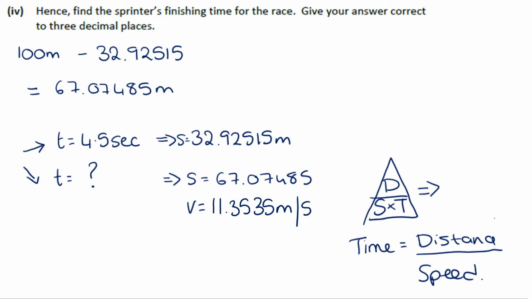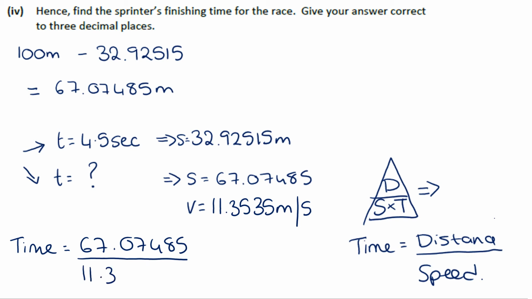Meters per second there. So let's work out our time. Our time is equal to the distance, which is 67.07485, divided by that speed, which is 11.3535. And when we put that into the calculator, bearing in mind that we want to keep this to 3 decimal places, I get 5.90.